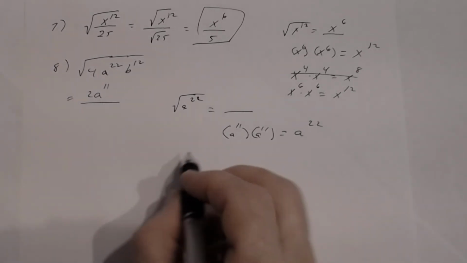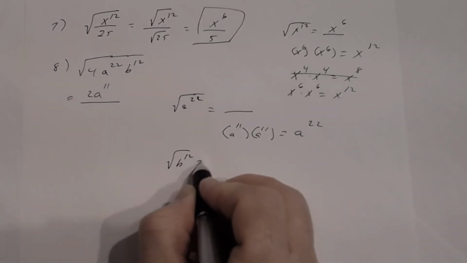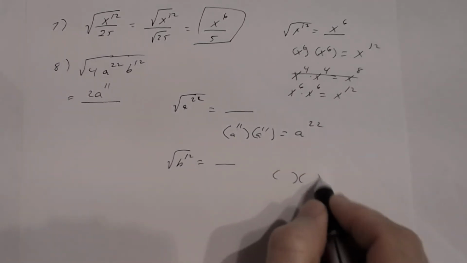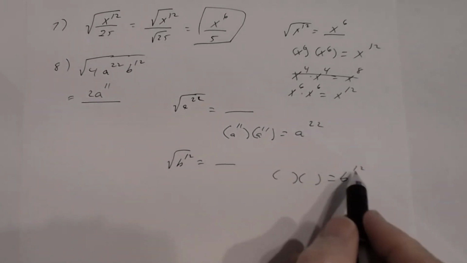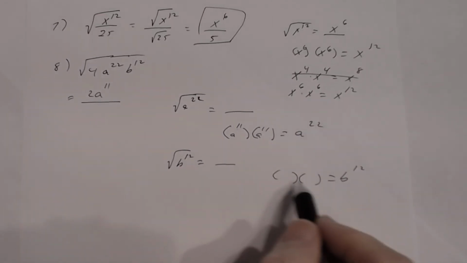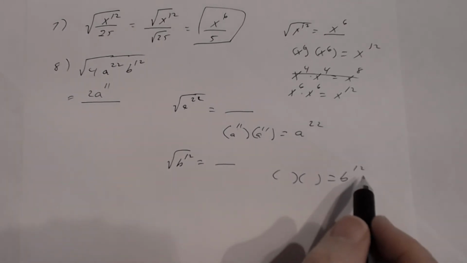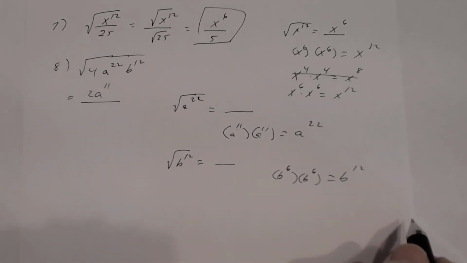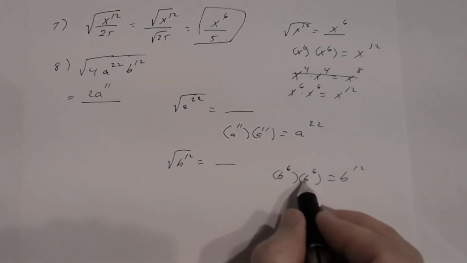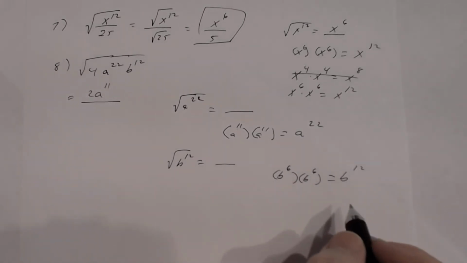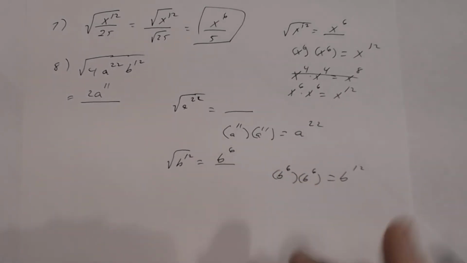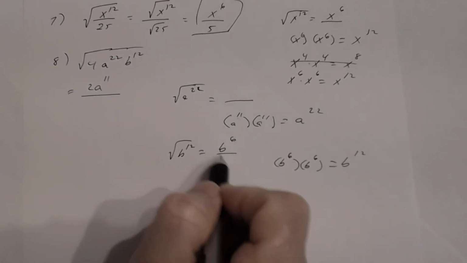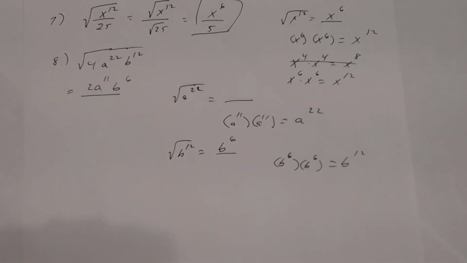Now, what about b to the 12th? So the square root of b to the 12th equals what? Well, my exponent is 12. I'm taking the square root. So what times itself twice is b to the 12th? Well, all you do is just divide this by 2, and that will give you your expression. So 12 divided by 2 is 6, so I know I'm going to say b to the 6th times b to the 6th. And it makes sense because when you multiply like bases, you add exponents, so 6 plus 6 is 12. So this becomes b to the 6th power. Okay? So the answer is 2a to the 11th, b to the 6th. That's what that is. Okay?